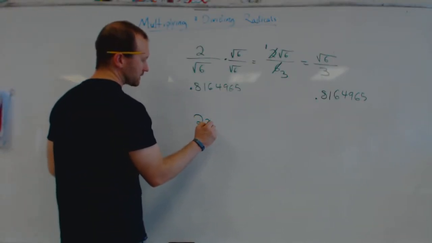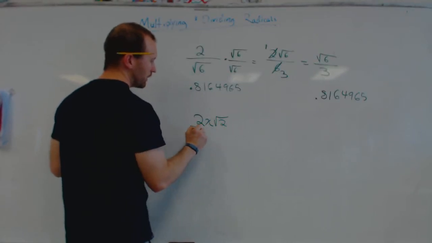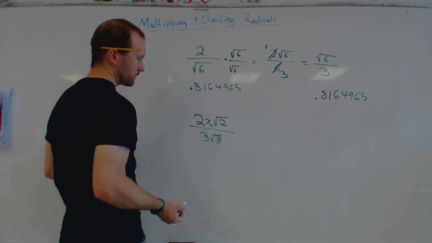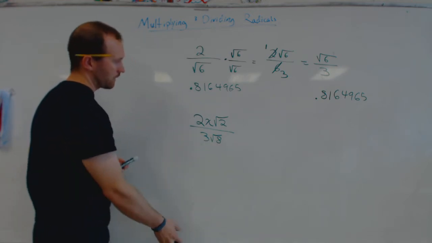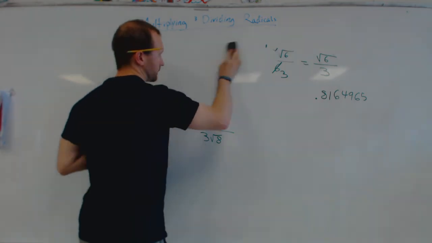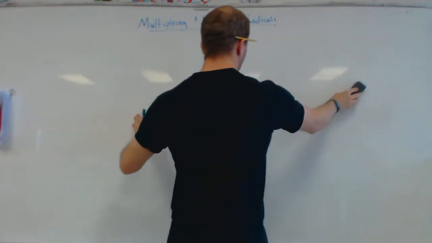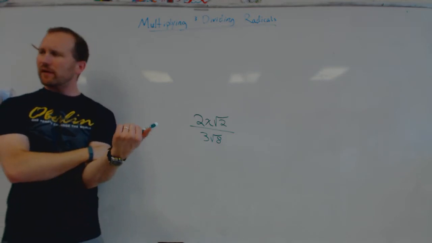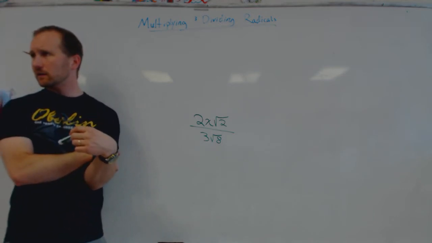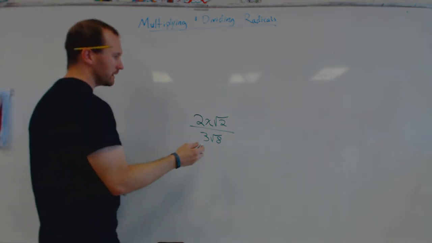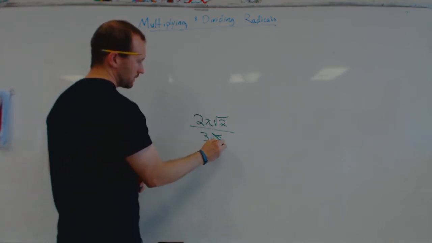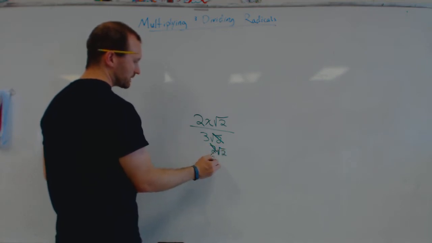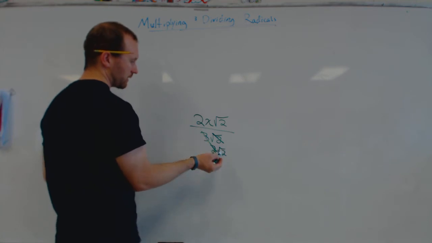Now, you'll also see them sometimes with more terms. So what if I had something like this? 2x times the square root of 2 divided by 3 square roots of 8. What would you do with that one? The first thing I would do is simplify the square root of 8. The square root of 8 is 2 square roots of 2. So I really have 6 square roots of 2 down bottom if I combine the 3 and 2.